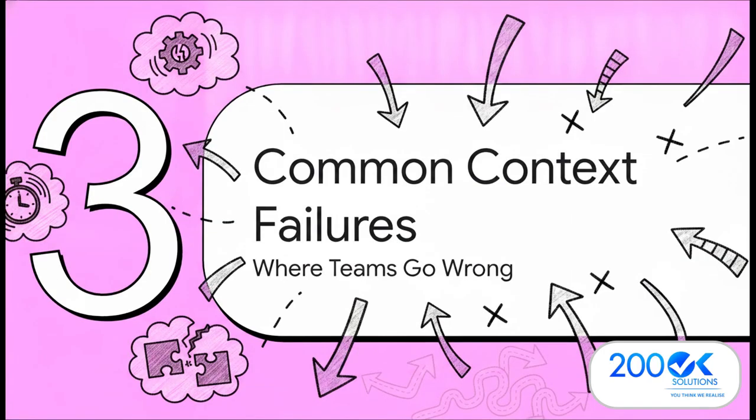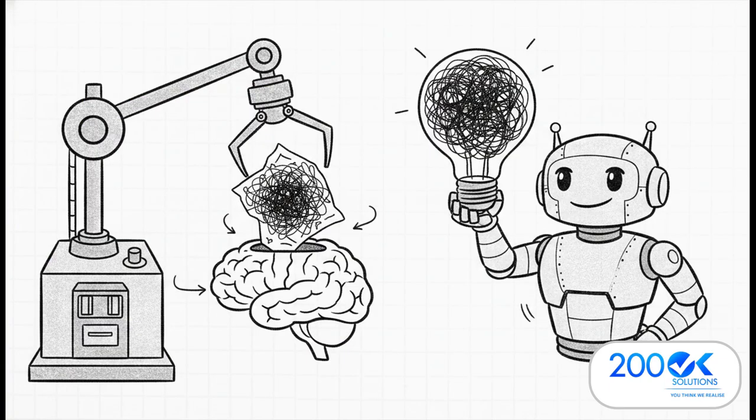Which brings us to Section 3. 3 common context failures and exactly where teams go wrong. Failure number 1, treating retrieval, or RAG, as a simple checkbox. Teams often throw RAG together in an afternoon, see that it kind of works, and declare it done. But here's the terrifying part. Bad retrieval is actually worse than no retrieval at all. The model isn't going to raise its hand and tell you it couldn't find the relevant data.